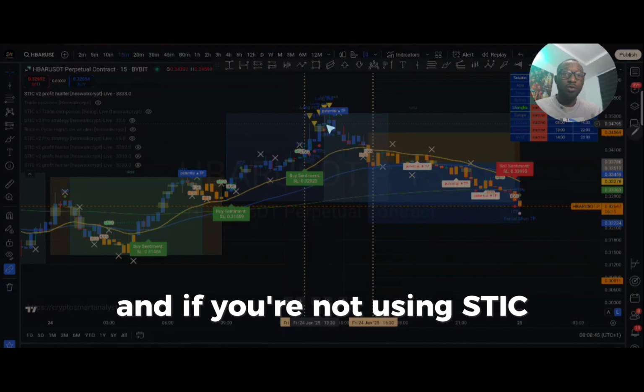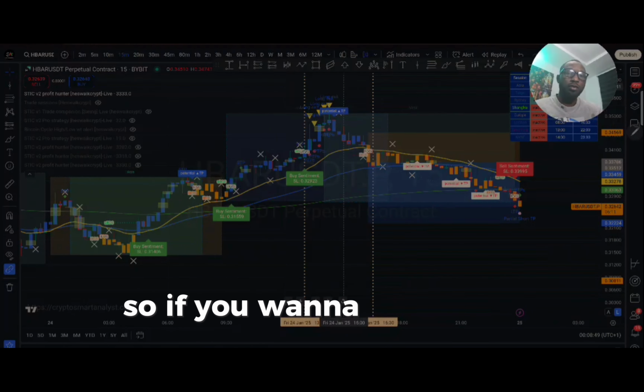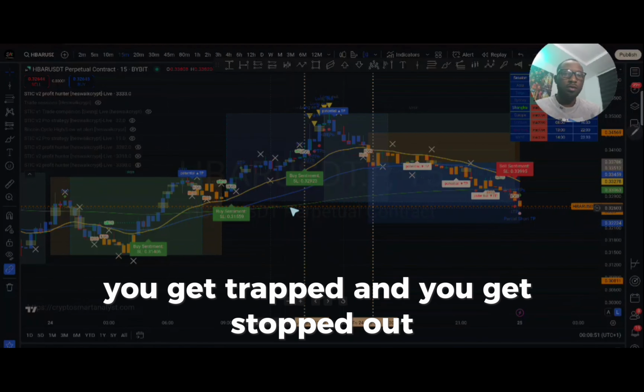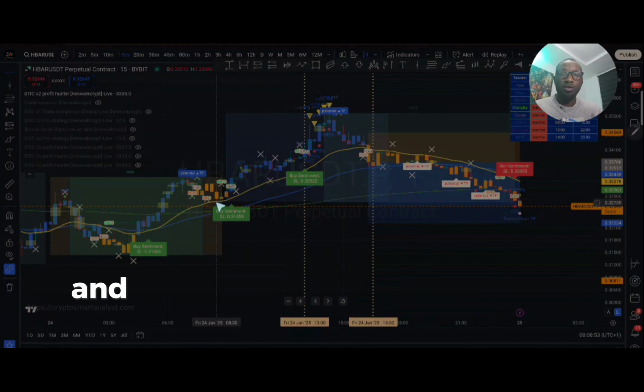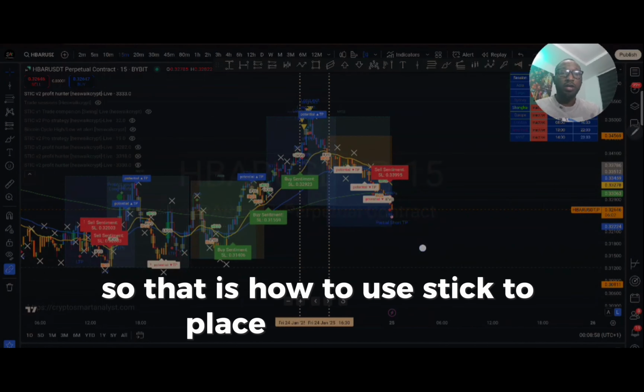And if you're not using stick, you will not see that the market is already at an extreme indicator here. So if you follow through, you get trapped and you get stopped out. And for those that went long and put a stop loss here, they will have been stopped out by now. So that is how to use stick to place your entry.